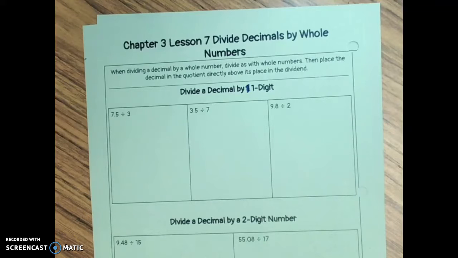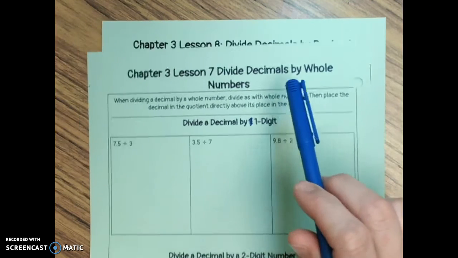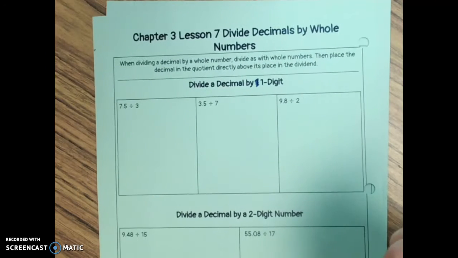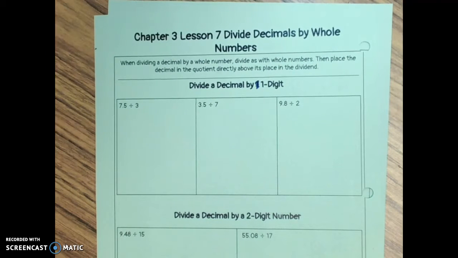We're going to be doing two things today. We have divide decimals by whole numbers and divide decimals by decimals. So, you probably did this last year. When dividing a decimal by a whole number, divide as with whole numbers. Then place the decimal in the quotient.